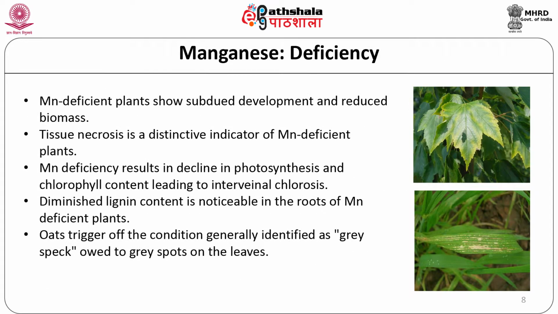Manganese deficient plants show poor development and reduced biomass. Manganese deficiency also results in reduced photosynthesis and chlorophyll content, leading to interveinal chlorosis. Tissue necrosis is a distinct indicator of manganese deficient plants. Reduced lignin content is also noticed in the roots of plants deficient in manganese. Oats are predominantly susceptible to manganese deficit, which triggers a condition generally identified as grey speck disease, owing to the grey spots on the leaves.